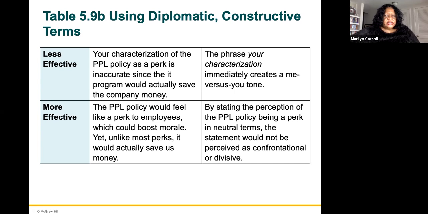Now, using diplomatic, constructive terms. Well, let's start with the less effective. Your characterization of the PPL policy as a perk is inaccurate since the program would actually save the company money. Your phrase, your characterization immediately creates a me versus you tone.